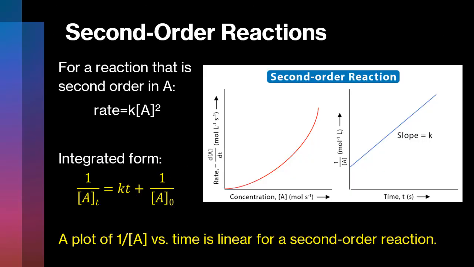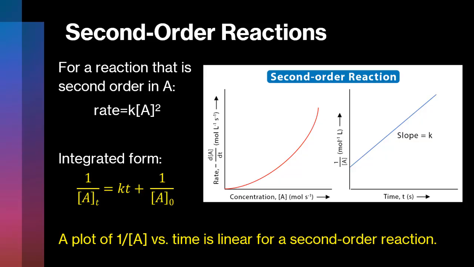So for a reaction that is second order in A, the differential rate law for second order reactions would be the rate is equal to k times the concentration of A squared. The integrated rate law for a second order reaction is 1 over the concentration of A t is equal to kt plus 1 over the initial concentration of A.